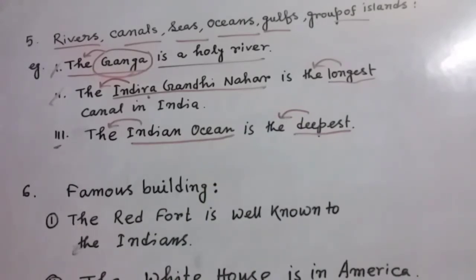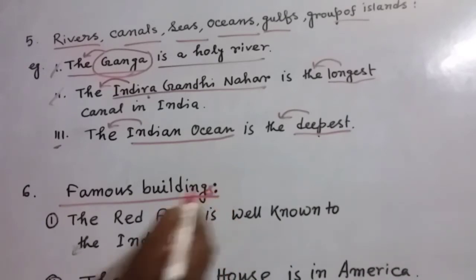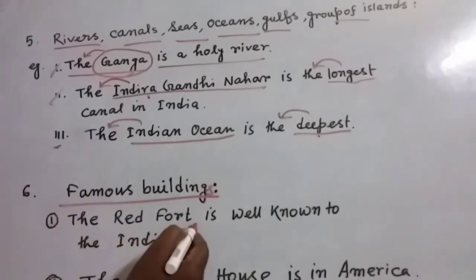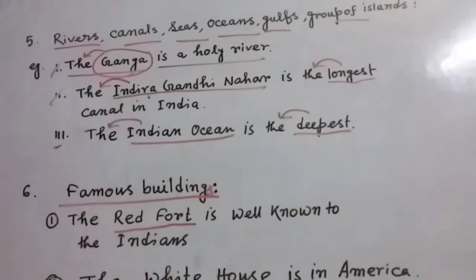Now friends, let's look at this example. Famous buildings. Before the names of the famous buildings, my dear friends, we have to use the term the. You know, my dear friends, Red Fort. Red Fort is one of the famous buildings in India. That's why you have written the Red Fort. So the Red Fort is well known to the Indians. Red Fort is a famous building.